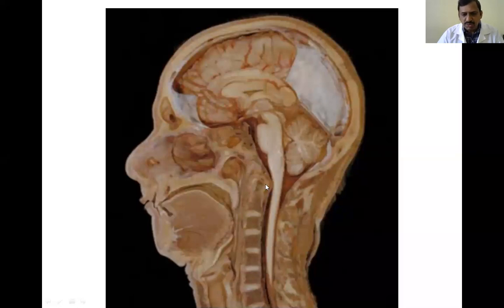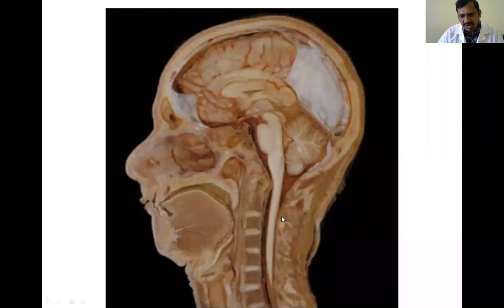Okay. Next, posterior to the vertebral bodies, you can see this is the vertebral column. There is a canal, the vertebral canal. This vertebral canal provides accommodation to the spinal cord. The upper part provides accommodation to the lower part of the medulla oblongata, and the lower part provides accommodation to the spinal cord. Okay, this is the spinal cord.